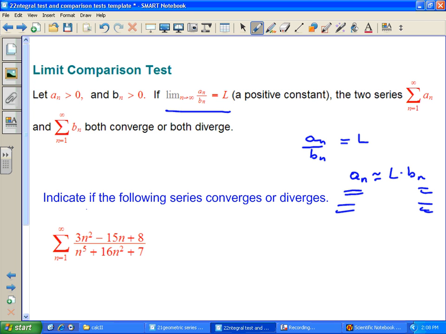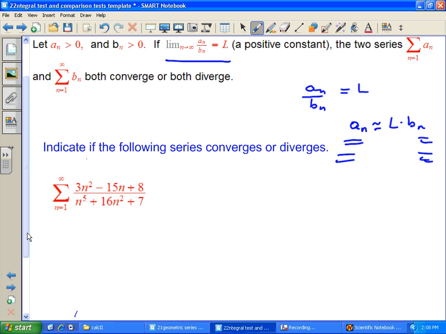So question number 1, it says, indicate if this series converges or diverges. This one is very easy to use and very practical. All you have to do is look at the highest degree term on the top and the highest degree term on the bottom, okay? These are your dominant terms. The other ones become negligibly small eventually. What can you tell me about n squared over n to the 5?